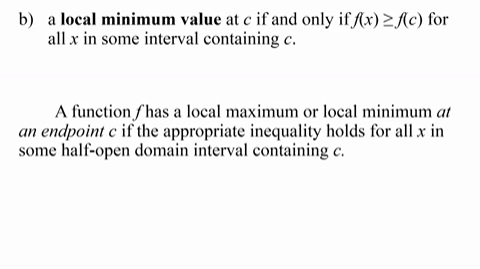A function f has a local max or local minimum value at an endpoint c if the appropriate inequality holds for all x in some half-open domain interval containing c. A local max or minimum occurs on some small interval containing c. An absolute maximum or minimum is determined by looking at all the domain values. In order to use these ideas, we need a way to determine what values might be maximums or minimums.